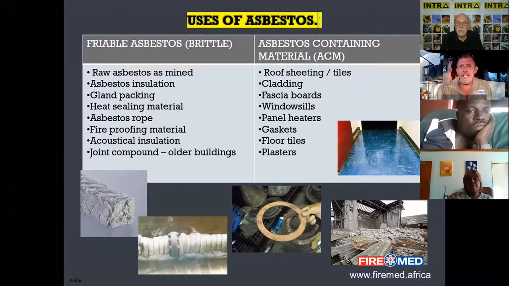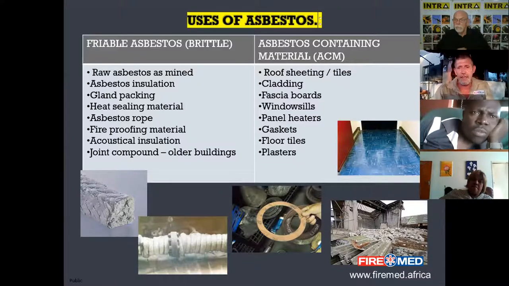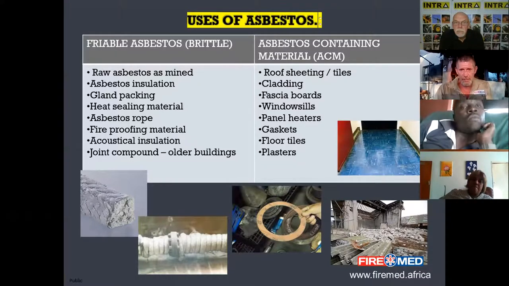On the asbestos containing side, the picture there shows Marley tile. It was used in roof sheeting, cladding, fascia boards, windowsills, paneled heaters, the old cable heaters, asbestos heaters, and wall-mounted heaters. Some of them are still asbestos. If you get them from China, they're asbestos. And then, of course, gaskets. If you look at the picture there, the brand name for it was Klinkerite. Anybody in the engineering or motor industry will know Klinkerite gaskets all contain asbestos.